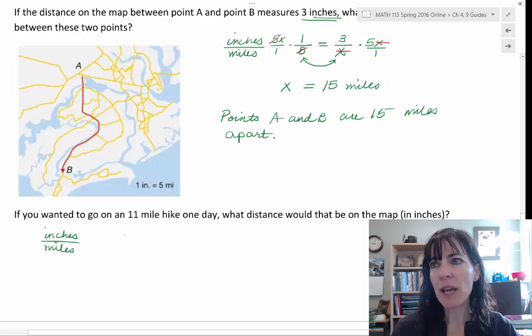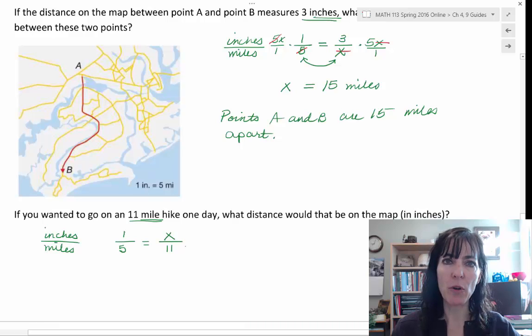So in this case, we still know 1 inch is equivalent to 5 miles on the map. That's our scaling factor. And we want an 11-mile hike. So I'm thinking 11 miles. So that's going to need to go in the denominator. So 11 in the denominator. And we want to know how many inches it will be on the map. So that's where I'll put the x in the numerator.